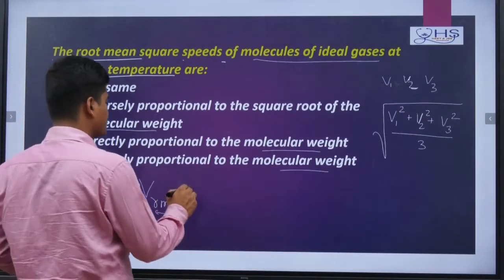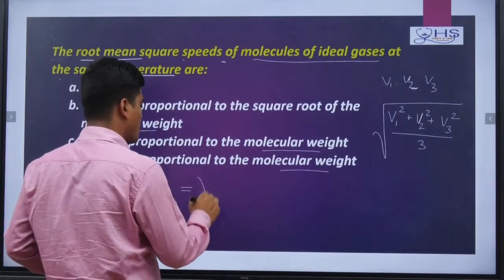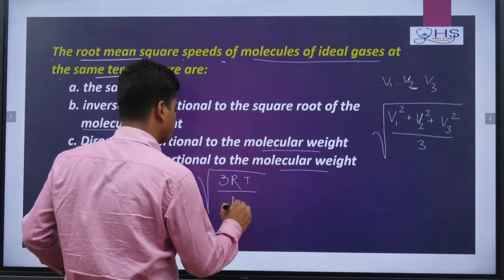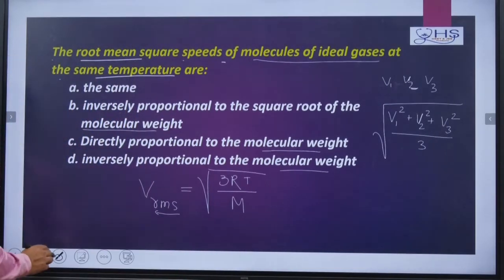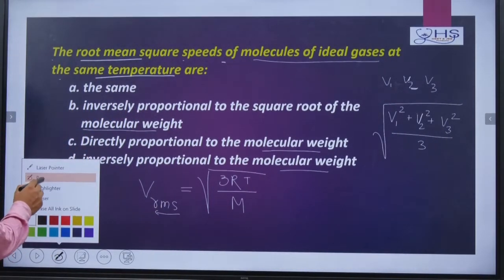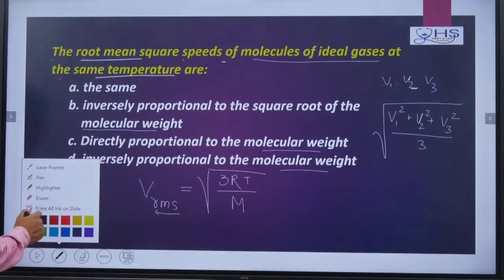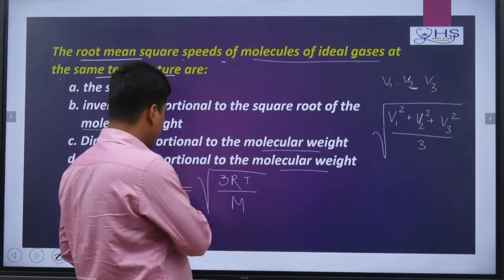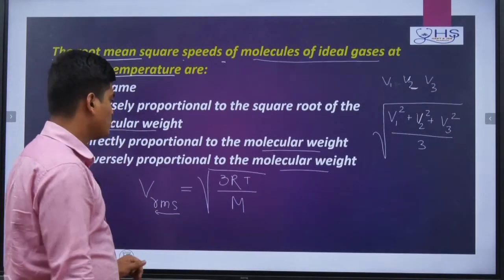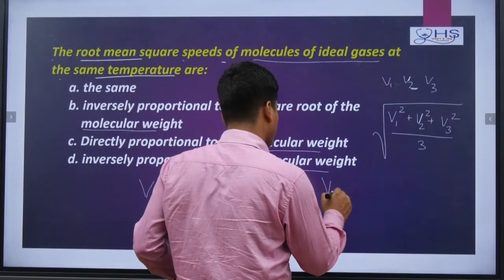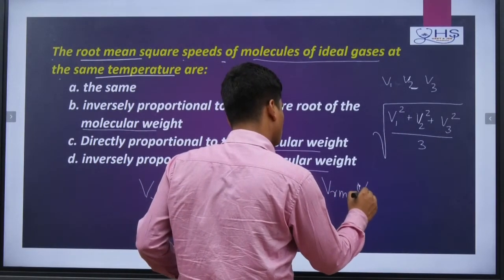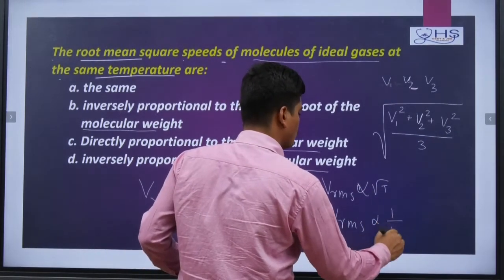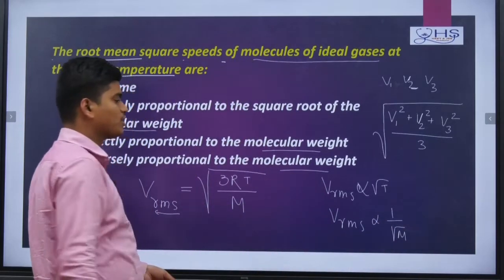So in this RMS velocity, what is the formula? The formula will be root under 3RT by M, where M is the molecular weight. So here, Vrms is directly proportional to root T, and Vrms is inversely proportional to root under molecular weight. Remember M is molecular weight.